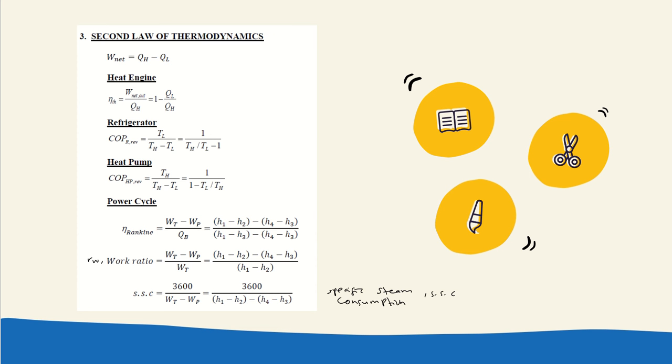For the Carnot, it is the ideal cycle, so it also can use this formula. Because Carnot cycle is a heat engine and it is an ideal cycle, so we can use this for Carnot. But for the Rankine, we can only use this formula.